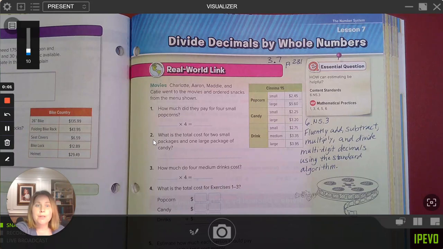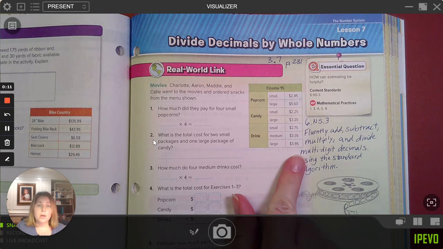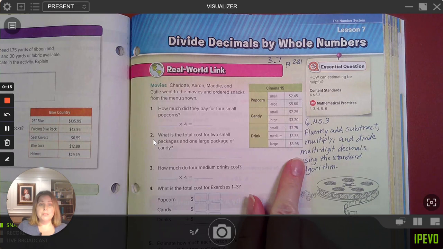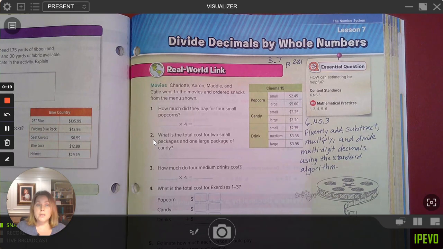Lesson 3.7. We are on page 231 and we are learning how to divide decimals by whole numbers. Our Common Core State Standard is that we will be able to fluently add, subtract, multiply, and divide multi-digit decimals using the standard algorithm.